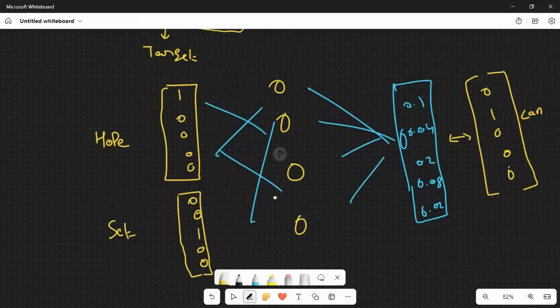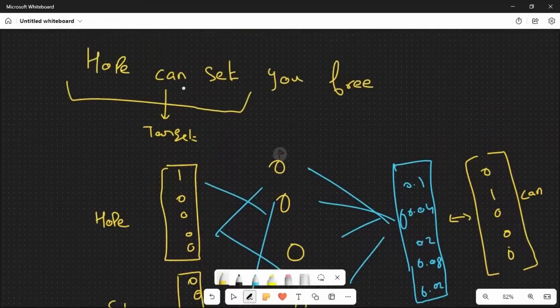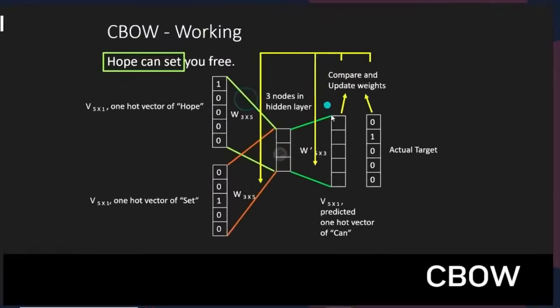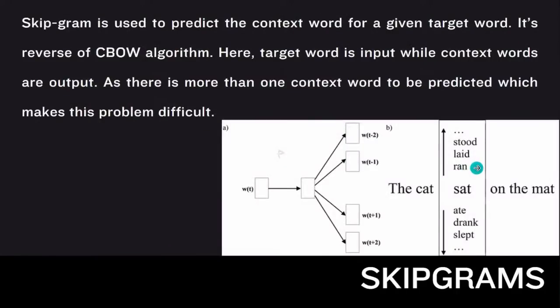So it adjusts. And then after this, it is going to go into the next window, where with the features can and you, it is going to predict set. And like this the window moves over your entire corpus. So you train with a lot of parameters in that way. So that's how this continuous bag of words actually works. Similarly, we have another type which is known as skipgrams.